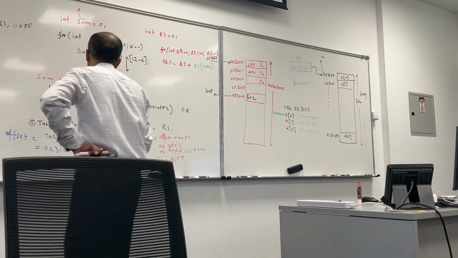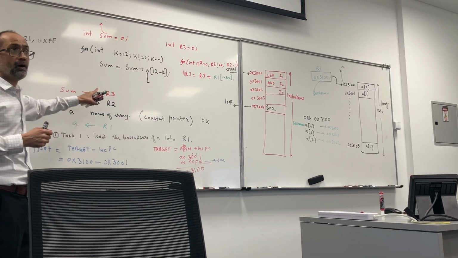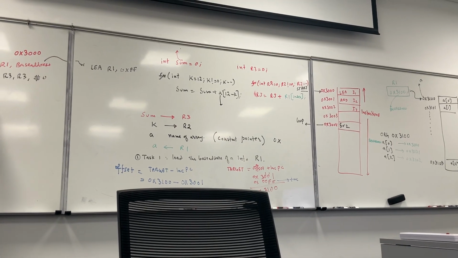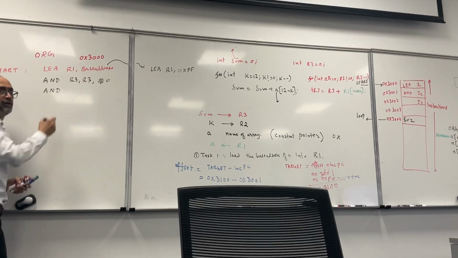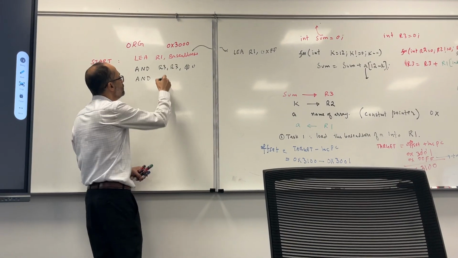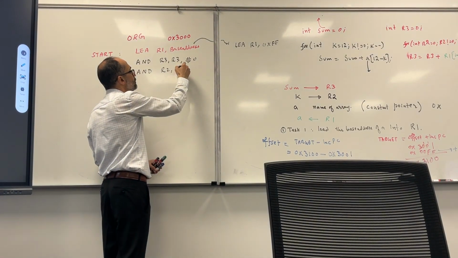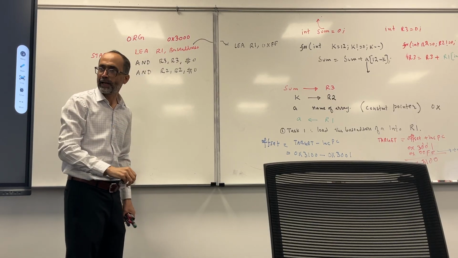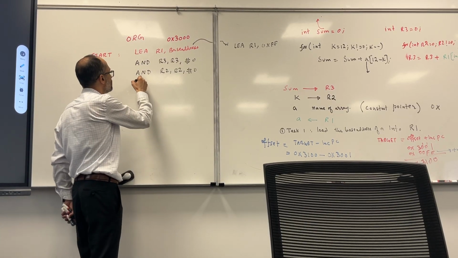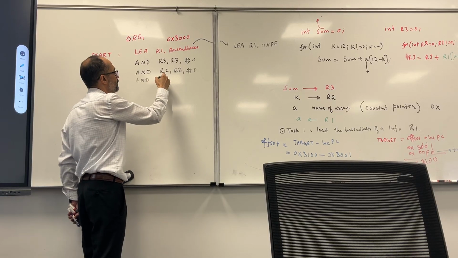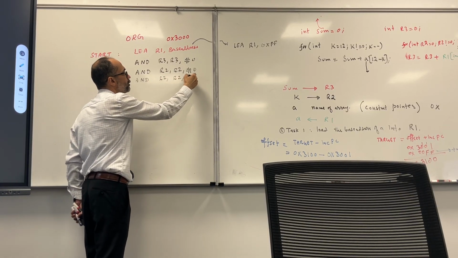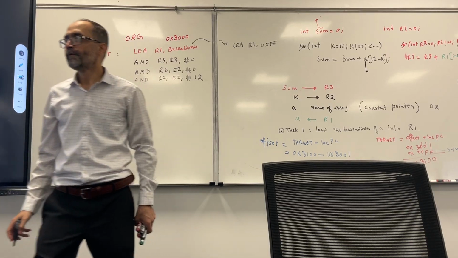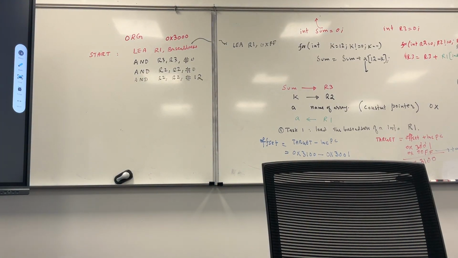And now what is the loop variable here? K. And K is R2. So again, what should I write here? Add what? R2. Add 0. Okay? And then what should I write here? Add what? R2 hash what? Add, yes.